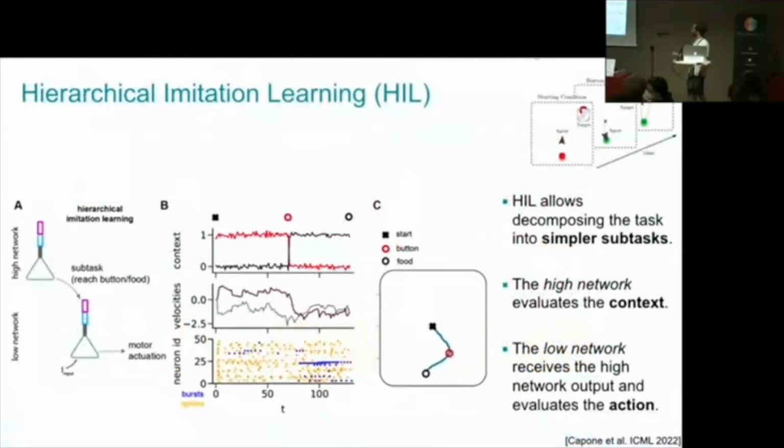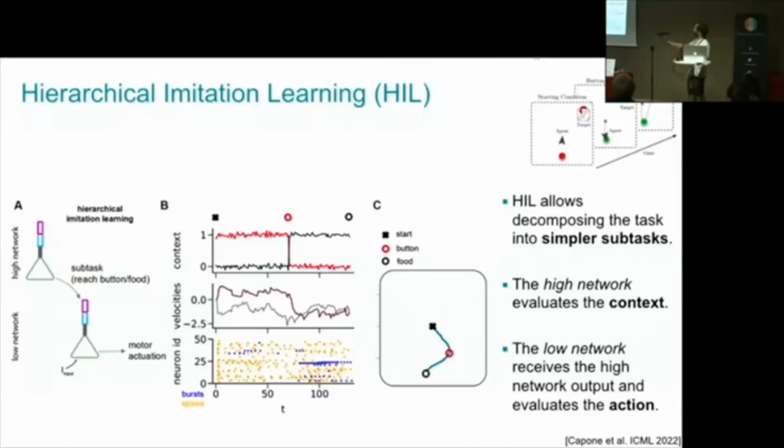The same can be used to compose a cortical architecture. In this case, we use two different networks, and the high network produces an output which is projected to the low network as a contextual selection. So I'm going back to this button and food task, which was not solved very well before. In this case, we can take a hierarchical approach where the high network learns the general strategy: first it should reach the button, which is this first phase, and then it should reach the food. The high network learns to reproduce this signal and projects it to the low network, which produces the bursts required for the motor activation. And this is the solution of the task.